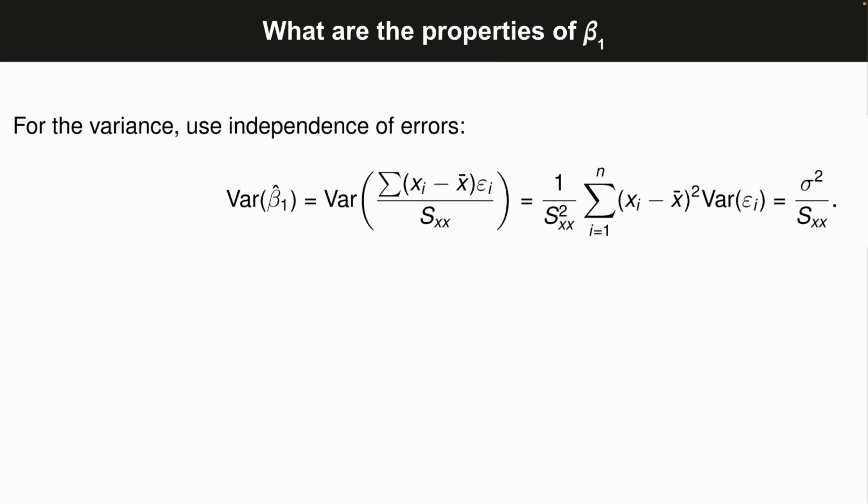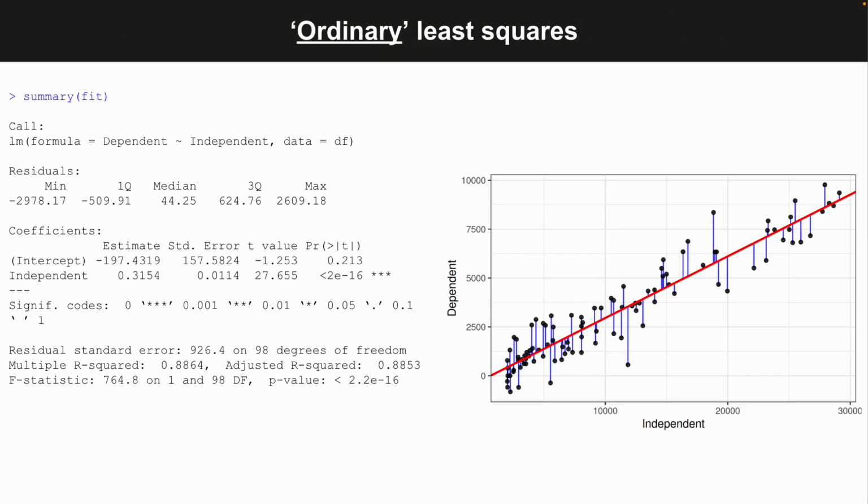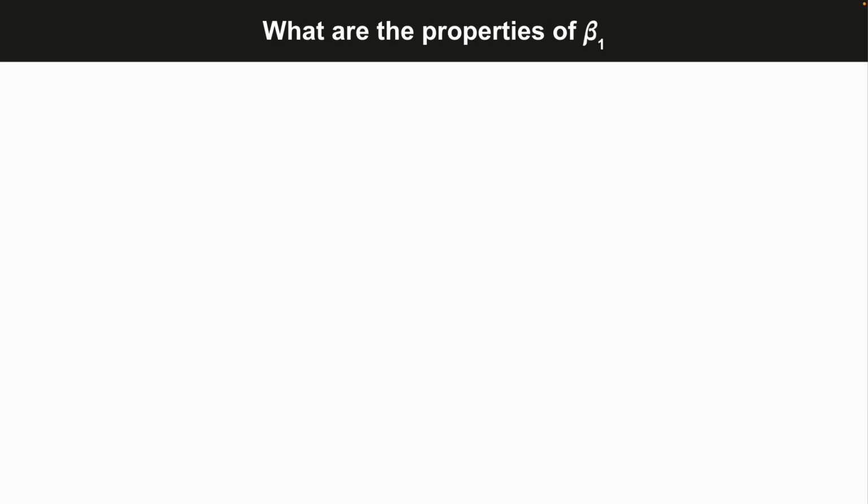And to do that, we have to define certain properties of beta 1. What properties would you want to define for beta 1, which will tell you, for example, on average, how much will it change? Yeah.